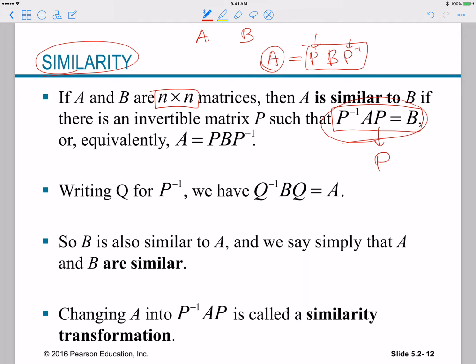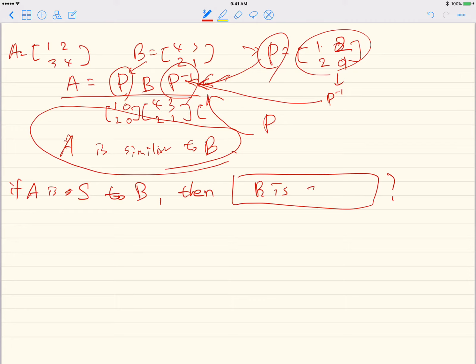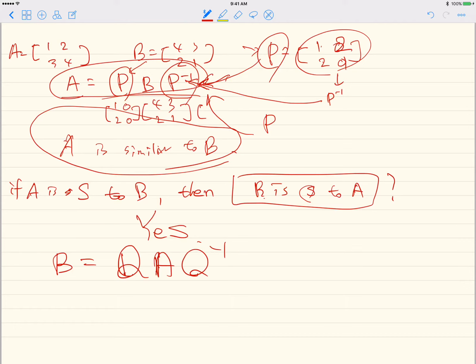Let me ask one really trivial question. If A is similar to B, is it true that B is similar to A? Are they commutative? The answer is yes. In this case, we have to find, let's call it Q, such that B is similar to A, with Q A Q inverse, from the definition of similarity.